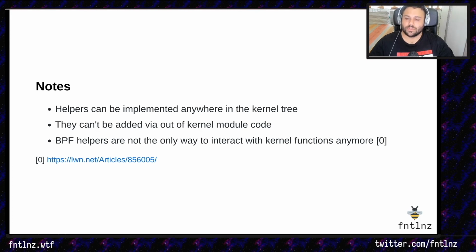Important notes about what I said: helpers can be implemented anywhere in a kernel tree. They can't be added via out of kernel module code because there's just not a way of hooking them in, so you cannot write a kernel module that you load with this code. And BPF helpers are actually not the only way of interacting with kernel functions anymore. There's an LWN article about that. Now it probably supports some kind of TCP functions for now.